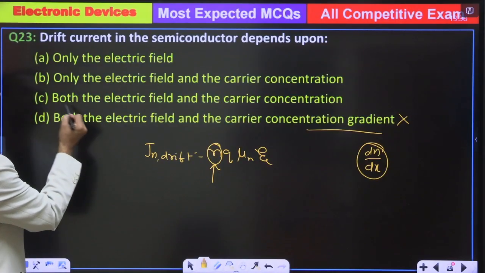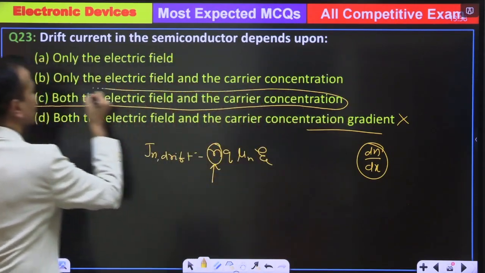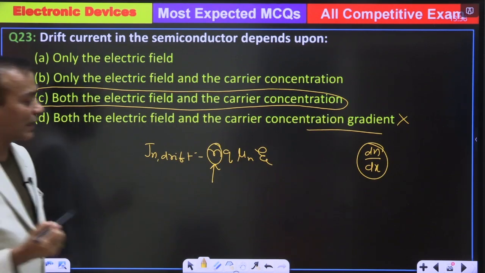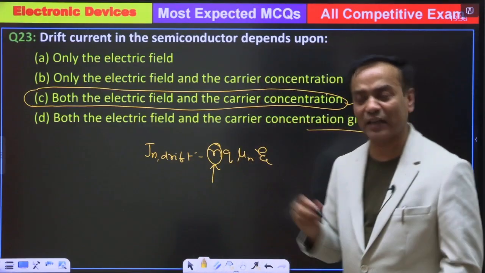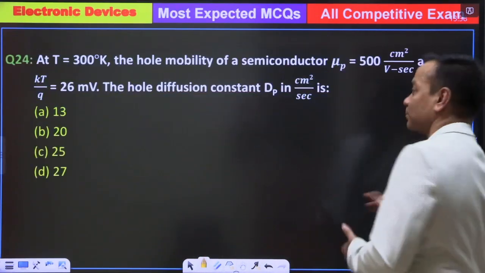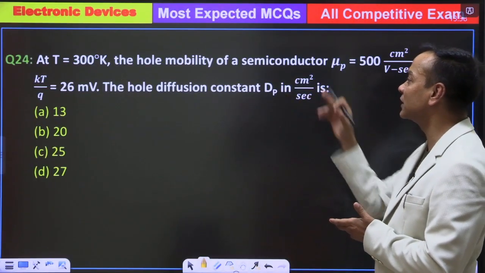So what will be the right answer? Option C, both the electric field and the carrier concentration of the charge carrier. So that is the right answer for this question. By this way, option C is the right answer for this question. Now we'll see next.